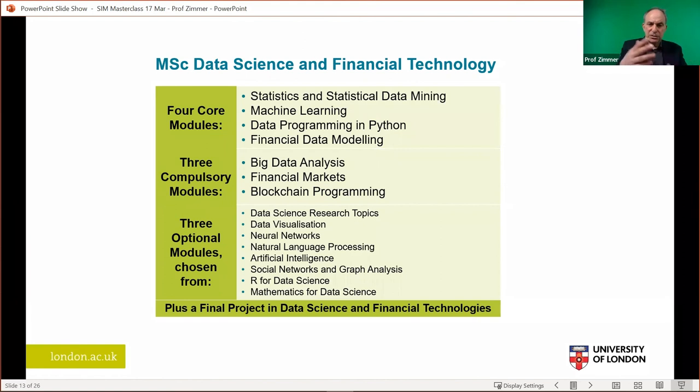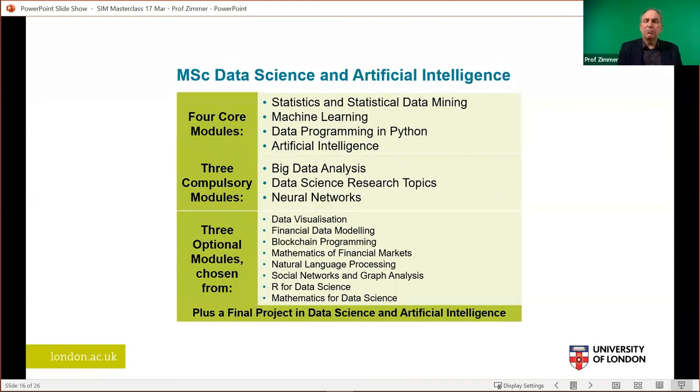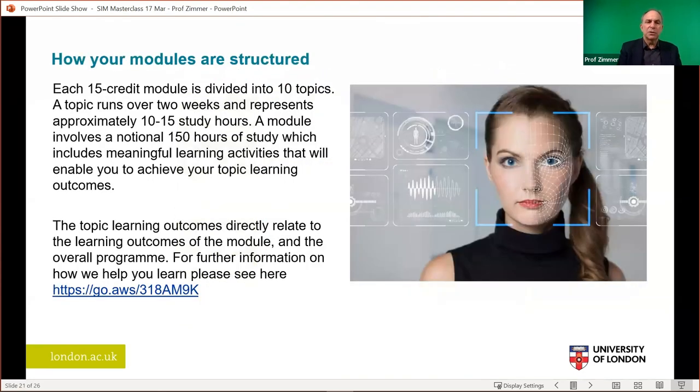Right, so what's new here is that in the compulsory modules, you've now got the blockchain and the financial markets. So that's all that's different from there. And in just data science, what's compulsory is the neural networks and the research topics. So it's just a little bit different in what's compulsory, but it's the same modules we've already seen.